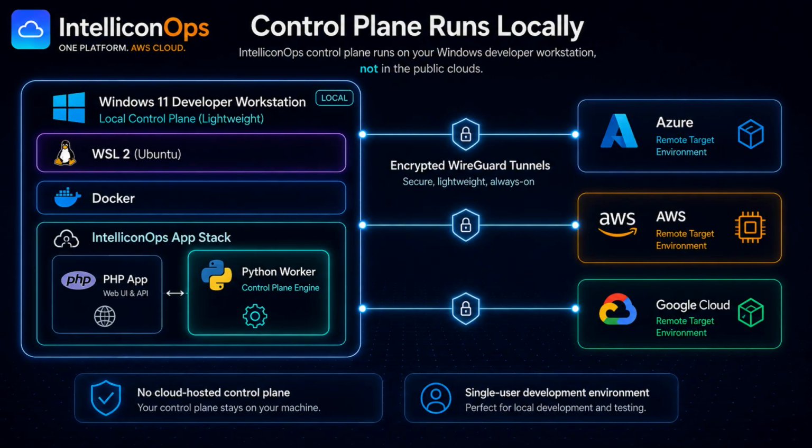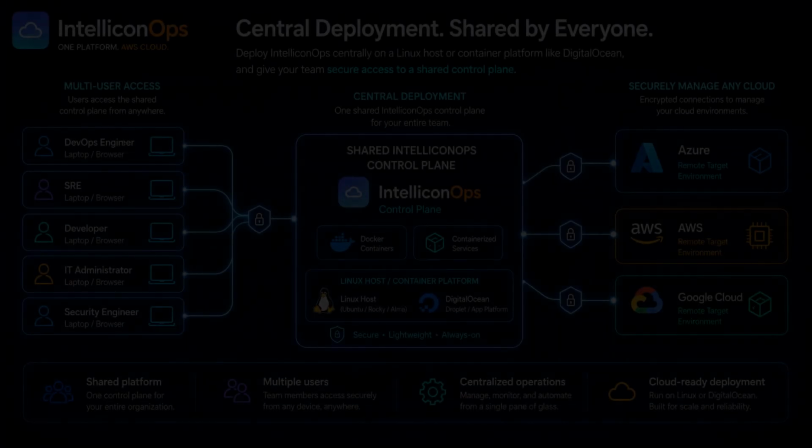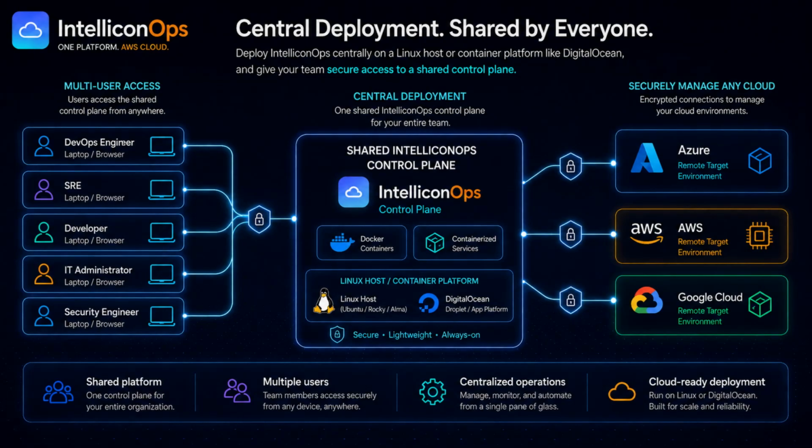The important part is that IntelliconOps control plane isn't actually running in any of those clouds. It's running here on my Windows development workstation using WSL, Docker and a set of encrypted WireGuard tunnels. For a single user development environment, that keeps the control plane local and lightweight. But the same platform could also be deployed on a Linux host or a container-based cloud platform such as DigitalOcean, allowing multiple users to access a shared IntelliconOps control plane rather than running it on an individual workstation.